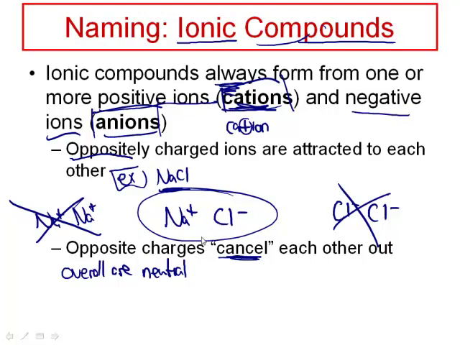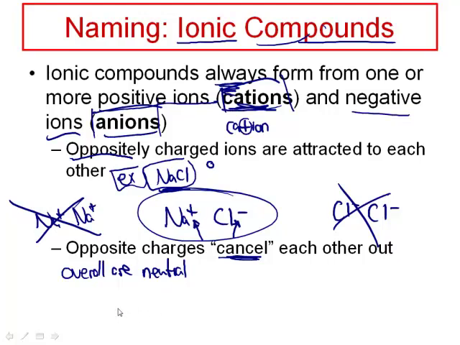For example, if we consider sodium chloride, in this unit of sodium chloride we have one sodium ion and one chloride ion. Okay? This ion here has a positive 1 charge. This ion here has a negative 1 charge. When these two things come together, positive 1 and negative 1 add up to 0. So overall, this entire compound right here has a charge of 0.